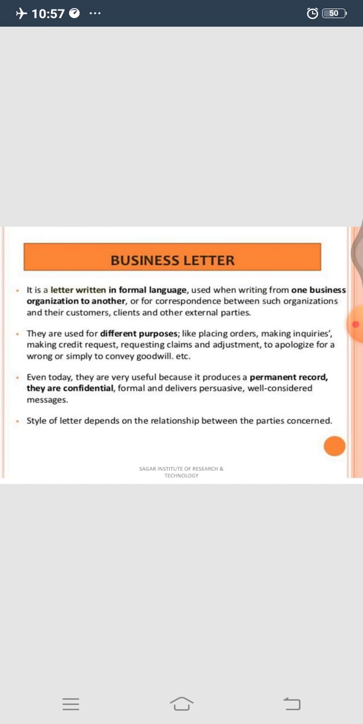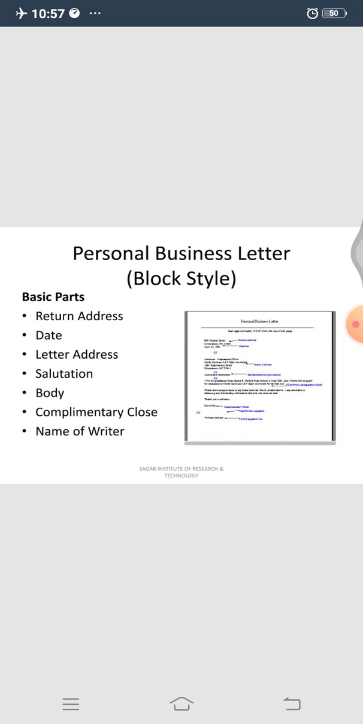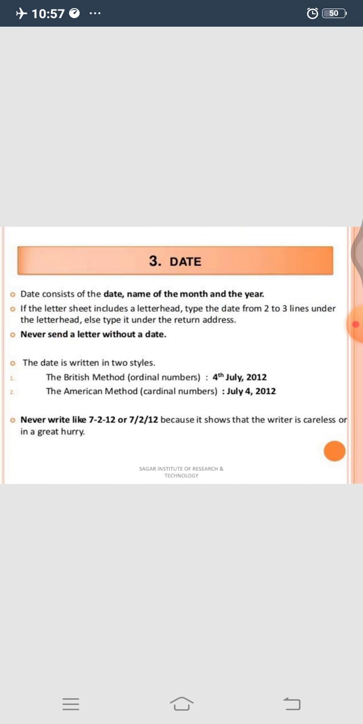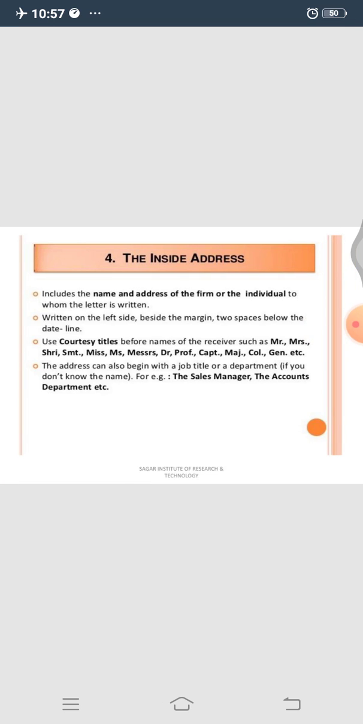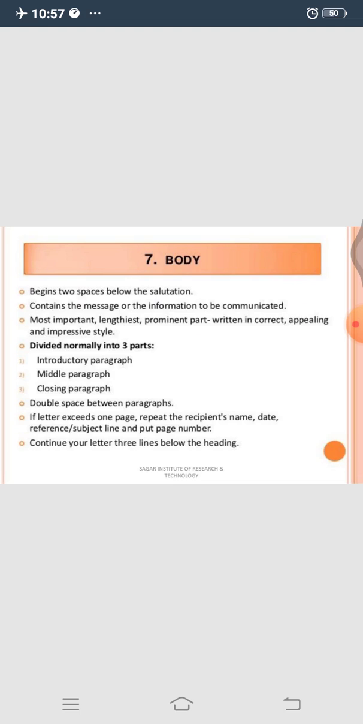So far we have done what we actually mean by business letter, and types of business letter. Then we also did the basic structure of business letter and the inside address. Then reference we have discussed, how we have to write date, the inside address, the subject, the salutation, and now we'll be talking about the body.